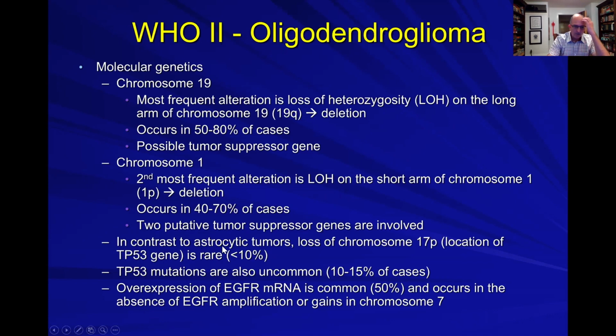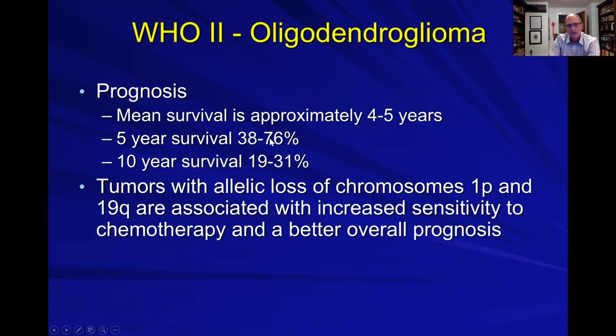In contrast to the astrocytic tumors, loss of chromosome 17p is rare. That's where TP53 is located. Likewise, overexpression of EGFR is also common. Okay, prognosis is similar to the grade 2 tumor as far as the median overall survival being several years. The tumors that have the loss of chromosome 1p and 19q are going to be associated with increased sensitivity to chemotherapy, so they're going to have a better overall prognosis.